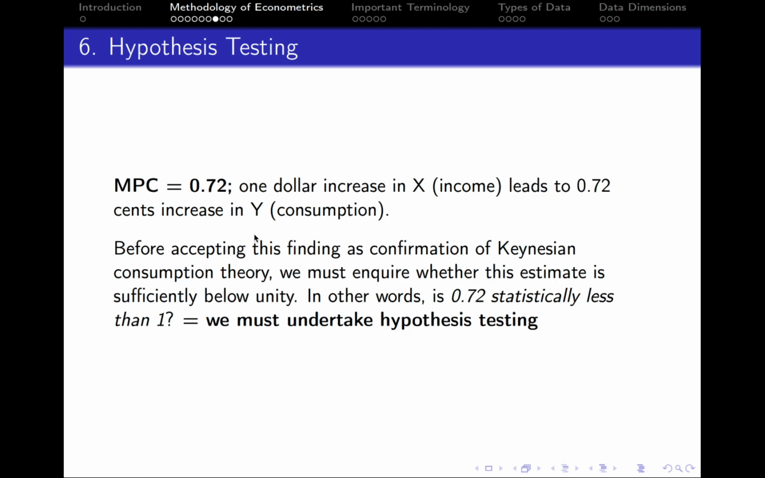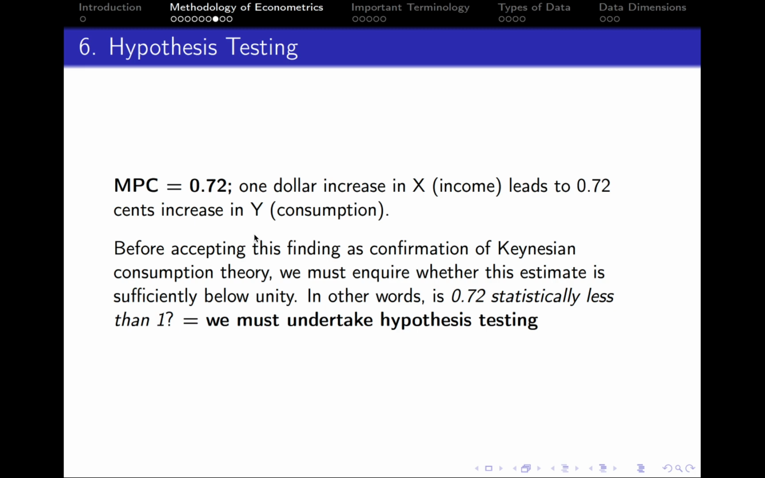So before accepting this finding as confirmation of Keynesian consumption theory, we must inquire whether this estimate is sufficiently below unity. In other words, is 0.72 statistically less than 1? So we must undertake hypothesis testing. This is a long procedure and it involves various steps, various econometric tools. Therefore, I cannot discuss it right now, but I will show you how to do that during the course of this semester.